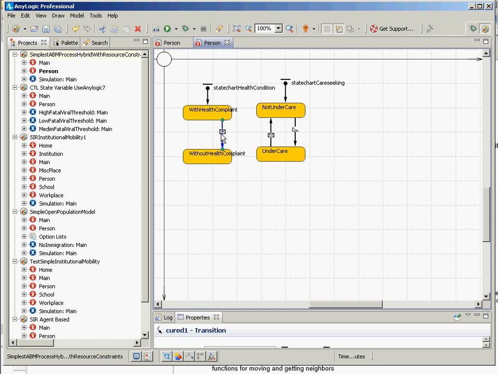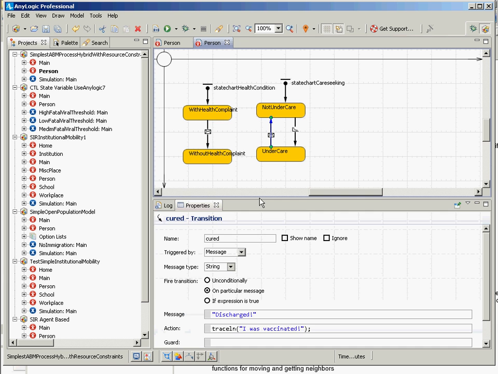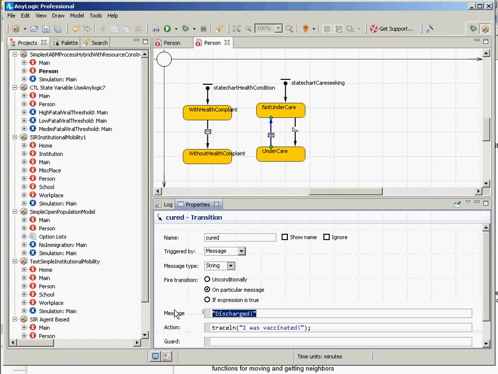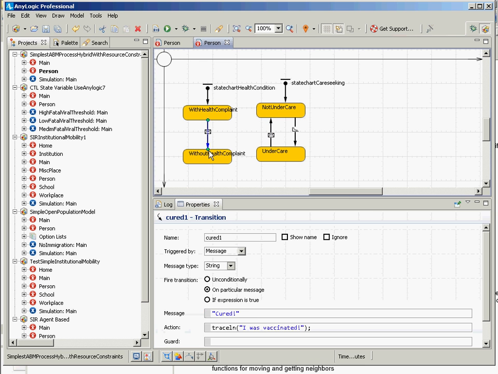So people have seen these sort of state charts before. This shouldn't be anything too confusing. What you'll notice is that the movement between being under care and not under care is dictated by a message, and that message says that they're discharged from a facility. We'll see where that's sent later. Similarly, going from with health complaint to no health complaint is dictated by a message that says cured. Okay.